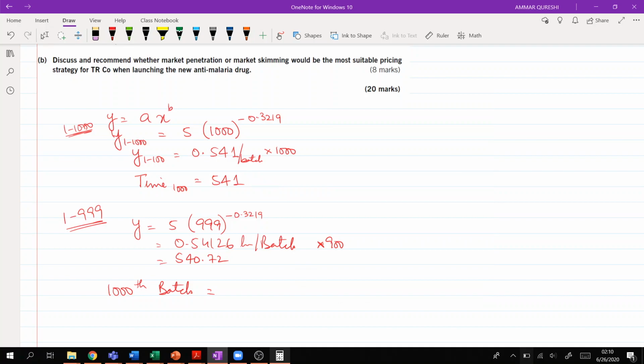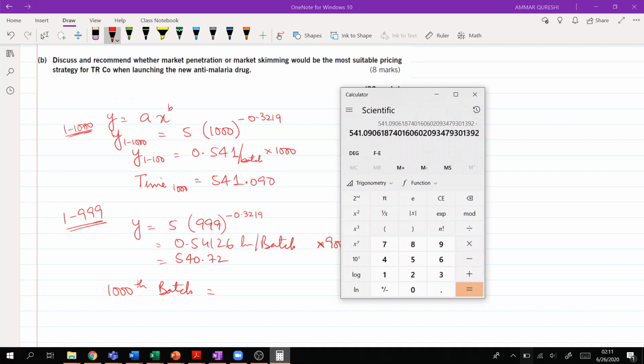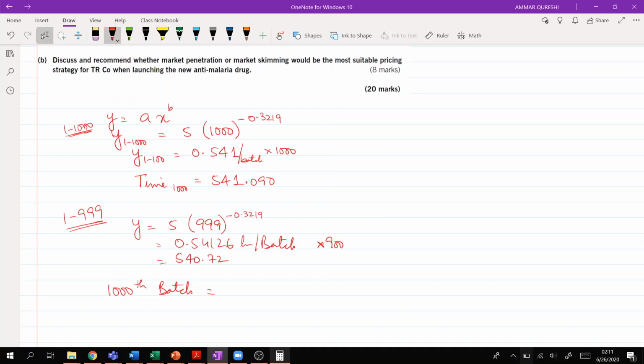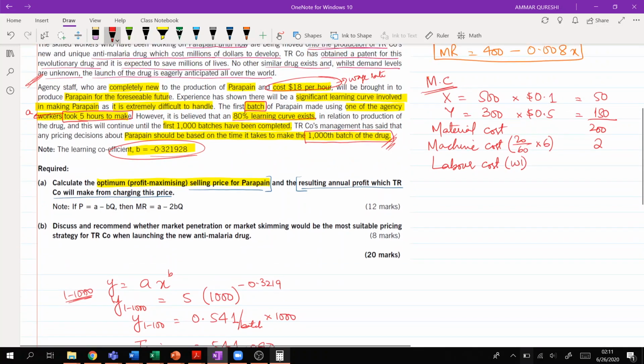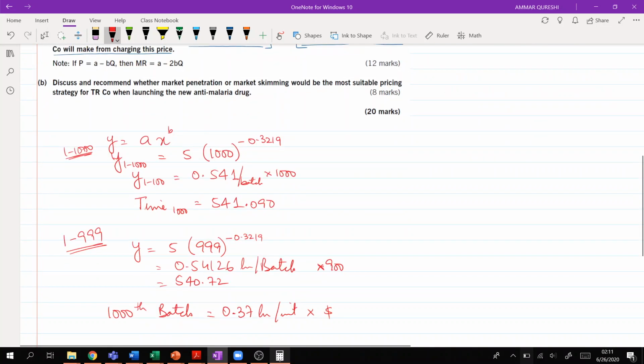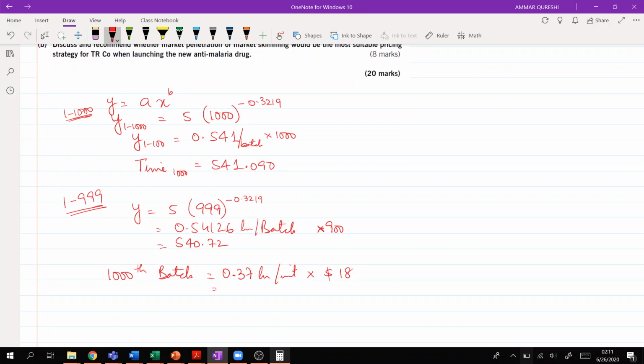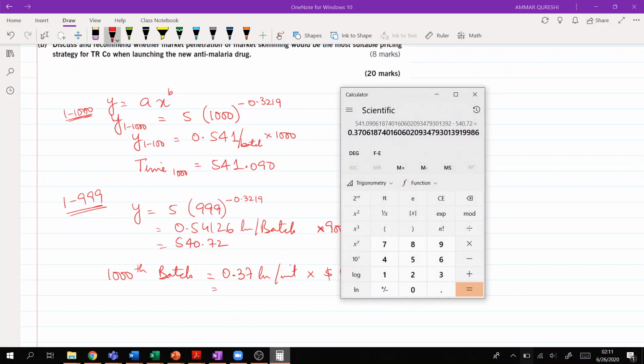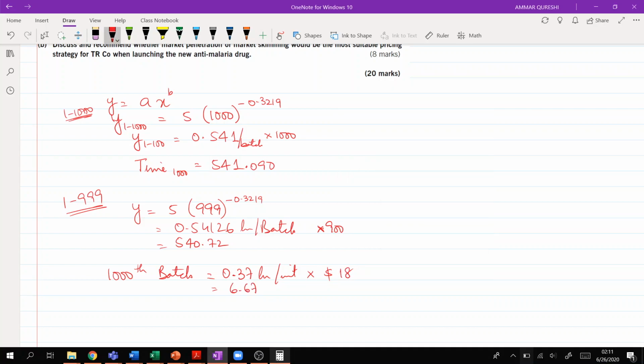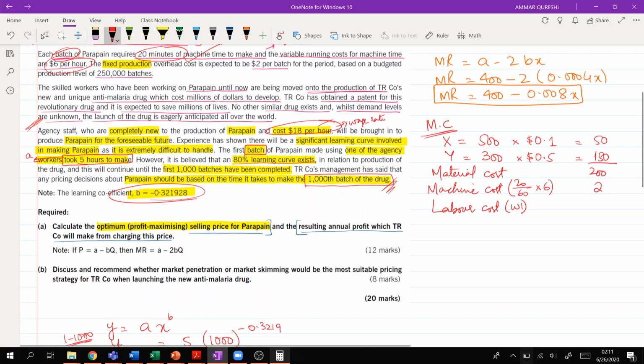$541.090 minus 540.72. It's 0.37 hours, right? So this is the incremental time of 1000 batch. What is the wage rate? Wage rate is 18 per hour. So we'll multiply this with 18. So 0.37 multiplied by 18, that will give you 6.67, right? So this will be 6.67, right?